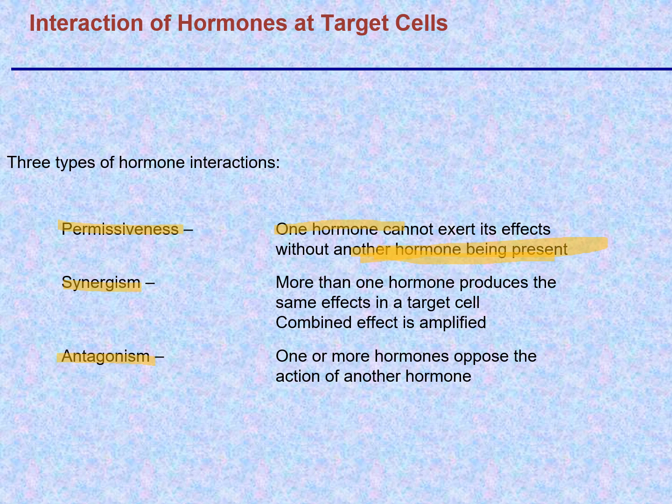In synergism, you have more than one hormone producing an effect in a target cell, but the combined effect is greater than the sum of the individual effects. If one hormone increases a particular activity twofold and the other hormone increases the activity tenfold, it's not additive. It's not a 12-fold increase. It's a multiple effect, a combined effect that's magnified greatly. And in antagonist types of interactions, one hormone can oppose the action of another hormone on a particular target cell. So you can have either permission through a second hormone, or synergism between two hormones, or antagonism where one hormone interferes with the other.